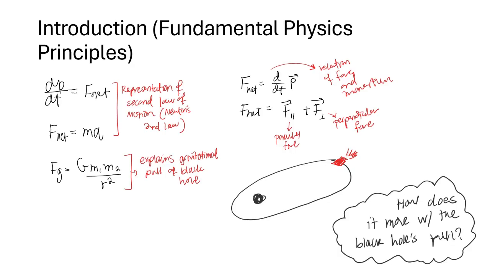For the fundamental physics concepts, I use Newton's second law of motion, which is dp/dt equals F net, and F net equals ma. I think these are just two different representations of the same equation. I also use the gravitational force formula, which is G m1 m2 over r squared. I connected the F net equation for the momentum to the change in momentum, and then connected the concept of having a parallel and perpendicular force to the F net.